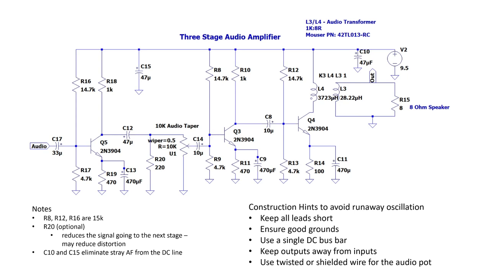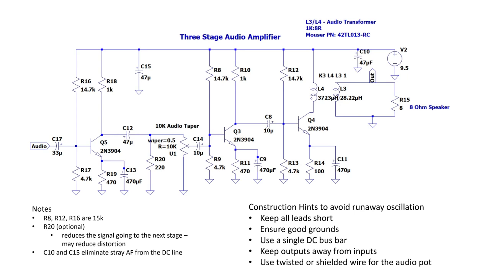You'll notice that the bias resistors, in particular R8, R12, and R16, have this funny value of 14.7K. Well, that just comes from the design equations for the amplifier. We use the nearest common value, which is 15K in our circuit.